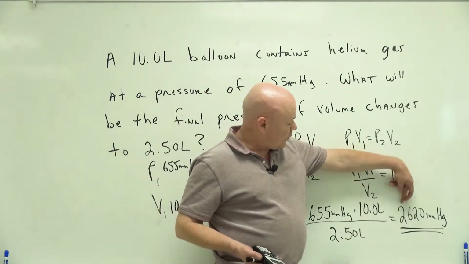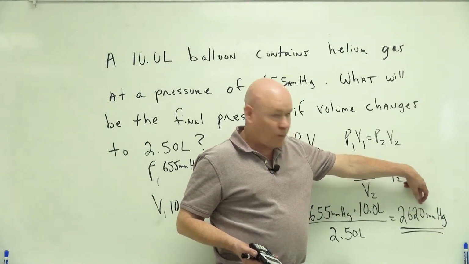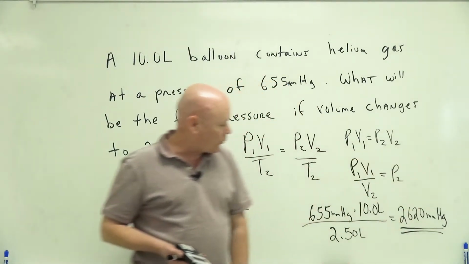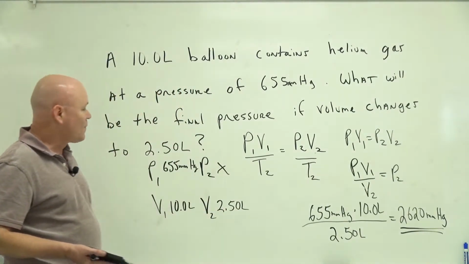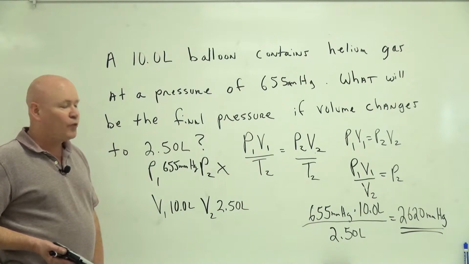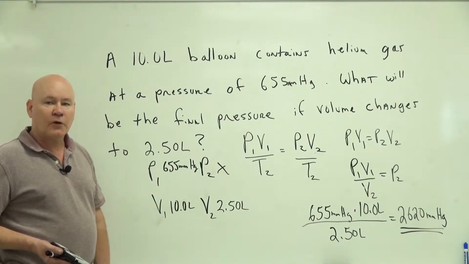And we look over here, we got 1, 2, 3. That's a trailing zero. We don't have a decimal. So sure enough, our answer is in the correct number of significant figures, which is 3. So our final answer is 2,620 millimeters mercury.